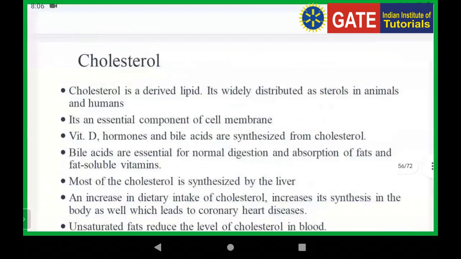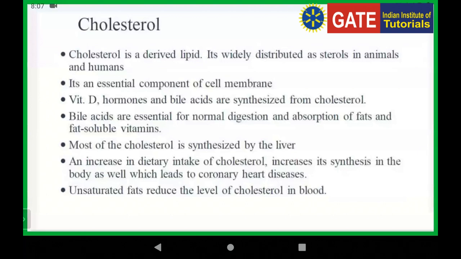Next, sterol. The best example of sterol is cholesterol. Cholesterol is an important cell membrane component. And cholesterol is important for bile acid synthesis, vitamin D synthesis, hormone synthesis, etc. Most of the cholesterol is synthesized by the liver. Unsaturated fatty acids reduce the level of cholesterol in the blood. Increased synthesis of cholesterol leads to heart diseases.